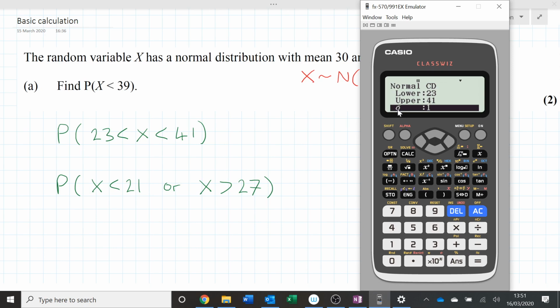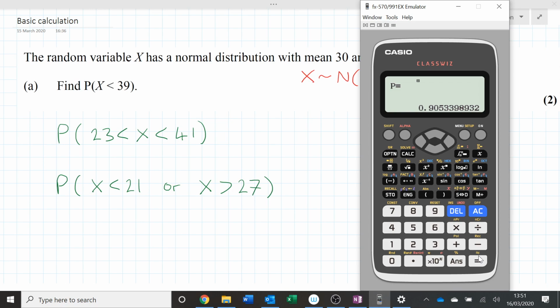And careful here, we often talk about mean and then standard deviation, but the calculator writes standard deviation first, so we have to be really careful to do it the right way around. Our standard deviation was 5, press equals, and our mean is 30. And now if I click equal, that's the answer. It just gives it to me.